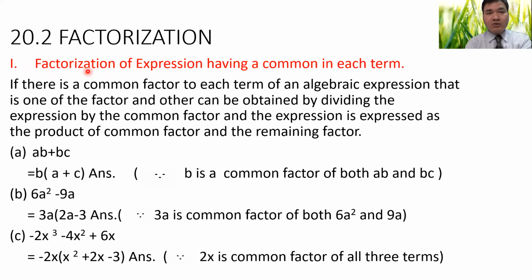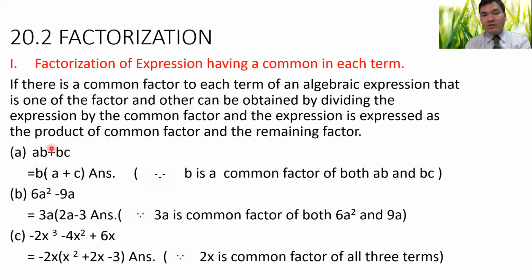First step here, factorization of an algebraic expression having a common factor in each term. What does common mean? Look again. If there is a common factor to each term of an algebraic expression, that is one of the factors, and the other can be obtained by dividing the expression by the common factor, and the expression is expressed as the product of the common factor and the remaining factors.